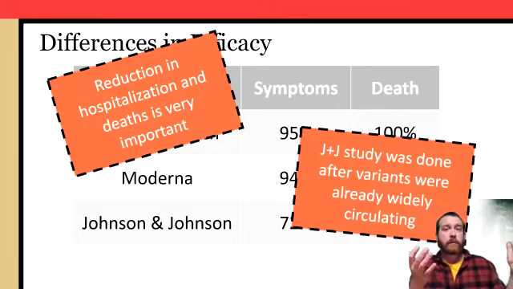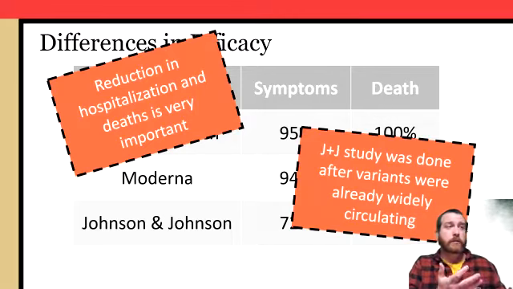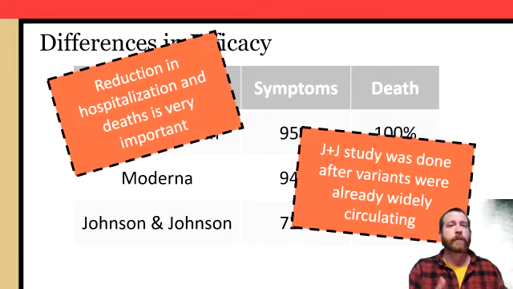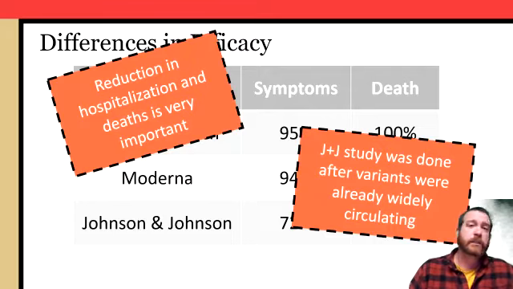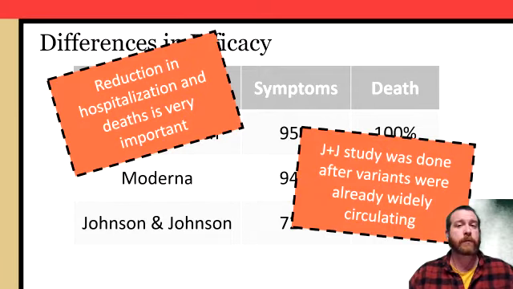Not only is that reduction in death a huge deal, but the Johnson & Johnson study was done after Johnson & Johnson entered and left phase 3 trials after the Moderna and after the Pfizer BioNTech had already finished theirs.